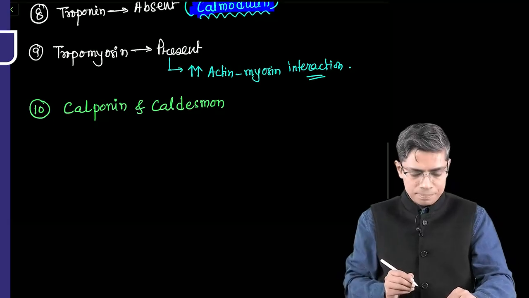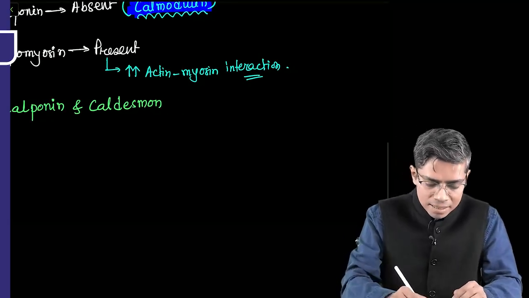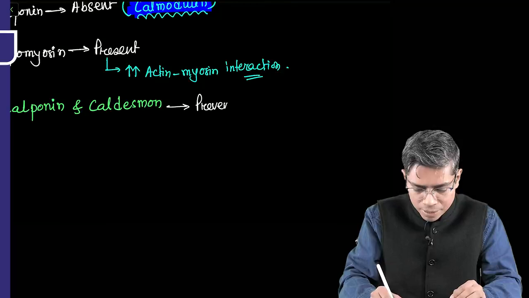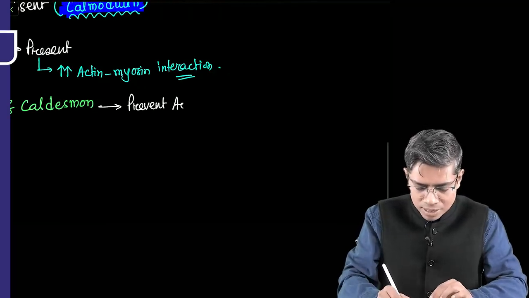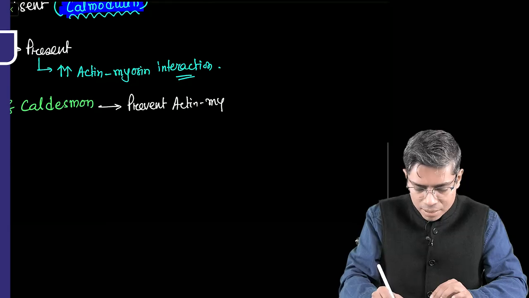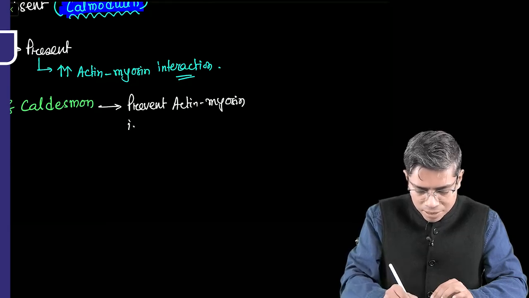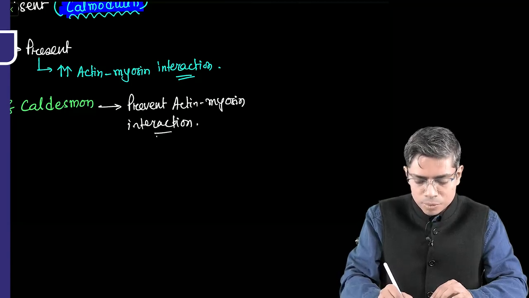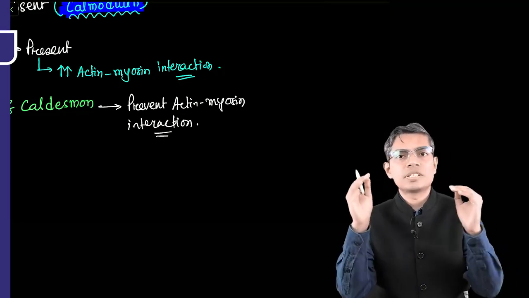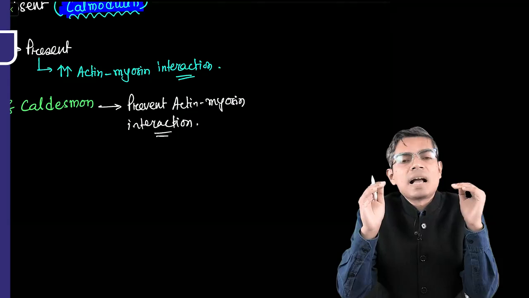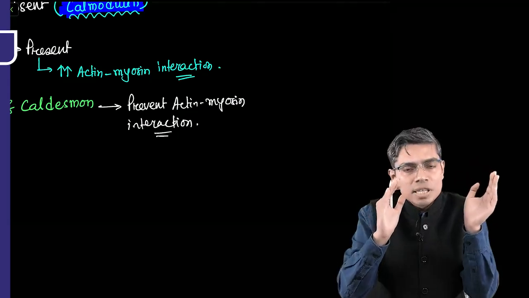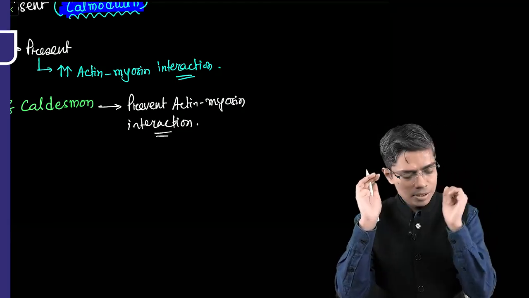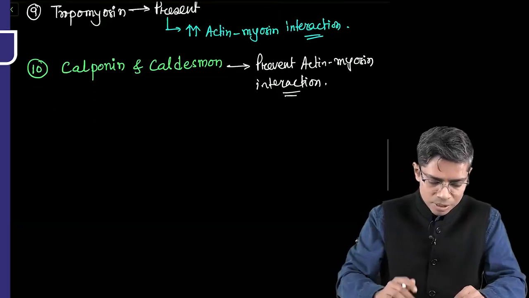These are the two proteins which prevent the actin-myosin interaction in smooth muscle. They prevent actin-myosin interaction in the resting condition of smooth muscle. So this is a protein which is specially present in smooth muscle. Calponin and caldesmon tonically inhibit actin-myosin interaction, right? So calponin and caldesmon is done.